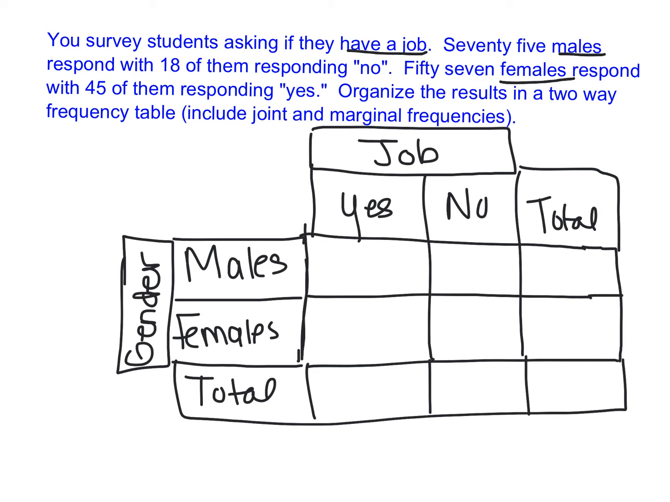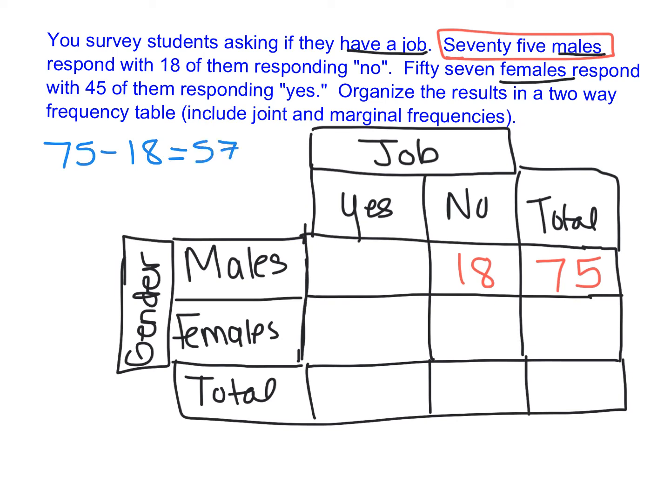So the first thing that I see is that 75 total males were surveyed. Because 75 total males were surveyed, that piece of information is going to go here into my total box for the males. Now it says that 18 of them responded no, so I can fill in that box right there to start. And then what I immediately notice is that if I know that 18 of them said no, all I need to do is use subtraction to find how many of them said yes. So here if I take my 75 males and I subtract out the 18 that said no, I find that I have 57 males left over that yes, do have a job.